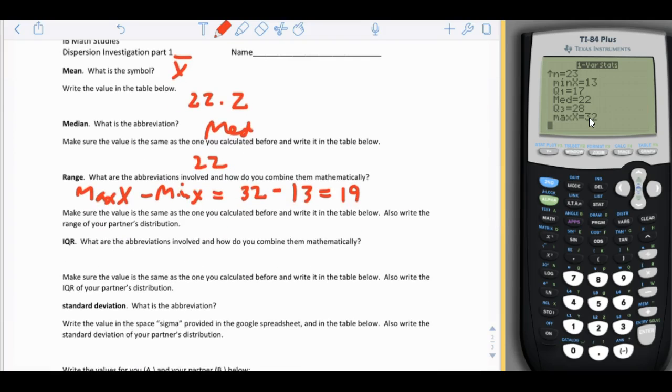Then you're going to find the IQR. The IQR is going to be Q3, which is right here, it's 28. It should be the same as the value you found, and you subtract 17, and that's going to give you, what does it give you? 11?